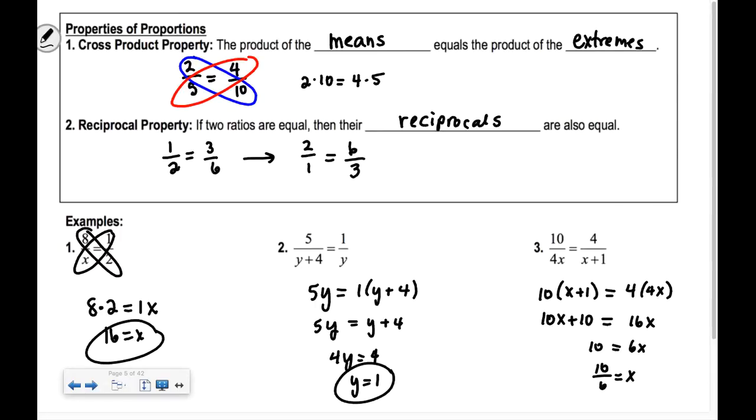So do I leave it like that? Yeah, I can reduce that, right? So divide by 2 on the top and the bottom, so I get 5 over 3 would be the answer. And I would just leave it as that fraction. Okay, does this make sense? Okay.